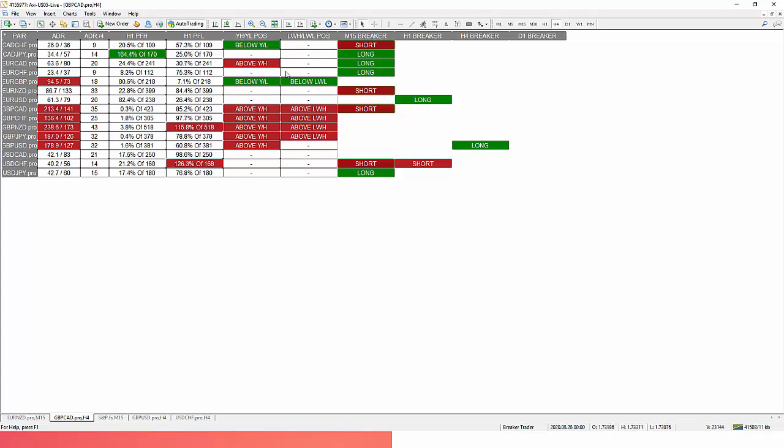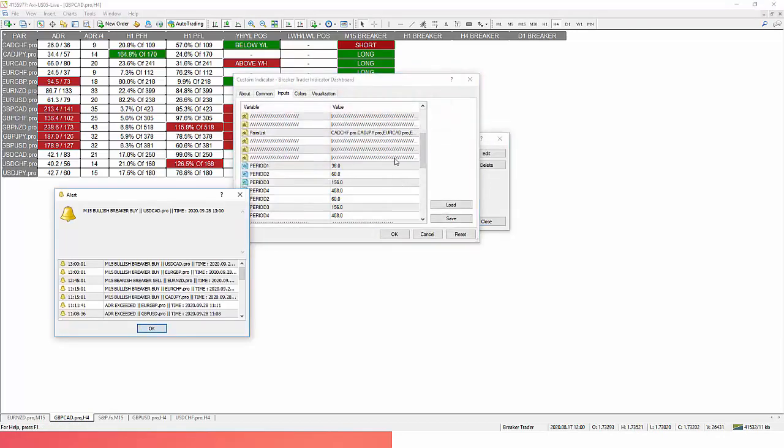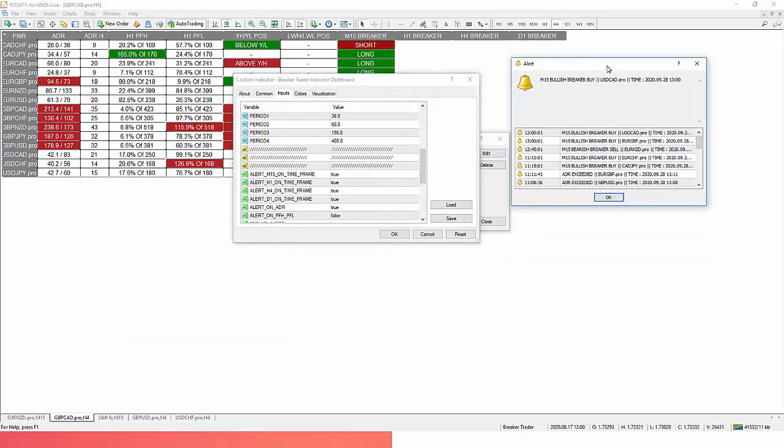I don't look at it a great deal now, to be honest, these days. I'd rather just go to the chart, do my analysis on the chart and have a good look at it myself. Other columns we've got here is the average daily range. This is the ADR 10 figure. Again, I'll give you a quick look at the alerts here. This one just popped off.